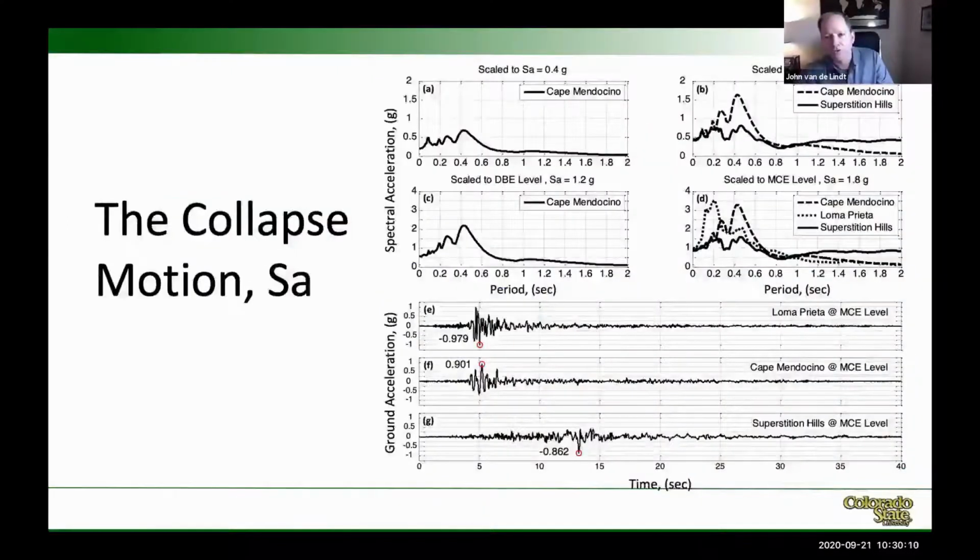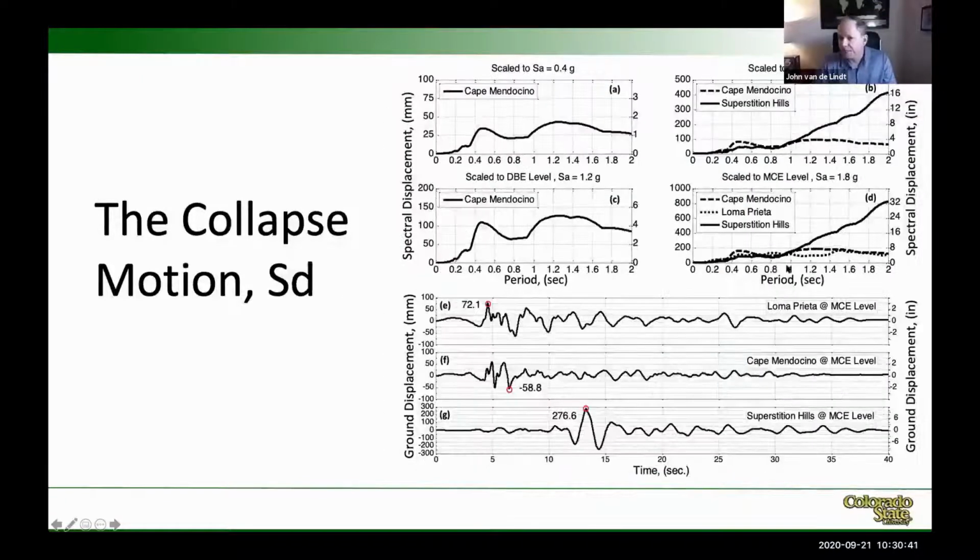The collapse motion here, you can see, hopefully you can see my cursor, looking at the MCE, this was scaled at 1 to 1.8 g. The building period, when all the retrofits came out for this 4-story building, was actually almost at 1 second. So you can imagine how soft and how weak these buildings are. And so it really doesn't look like there's much difference between the motions. But then we jump to the spectral displacement, and what you see is, again, it looks fairly similar.